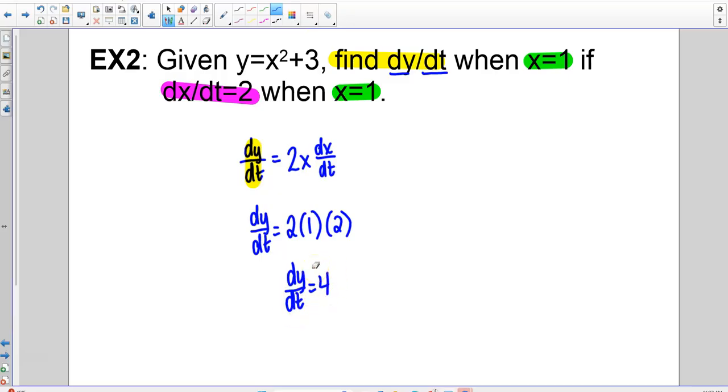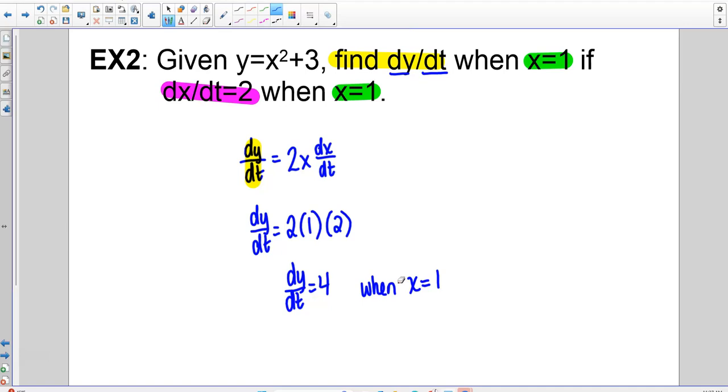And it is probably in your best interest to write out here when x equals 1. Because dy dt is not constant. It's not the same at all points. That is your rate of change of your y. It's not constant. It's not 4 at all points. But when x equals 1, it equals 4. Okay? Questions? So every time you take the derivative of like a variable, you have to have the... Correct. All right.